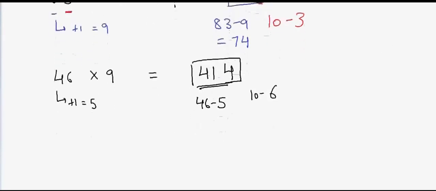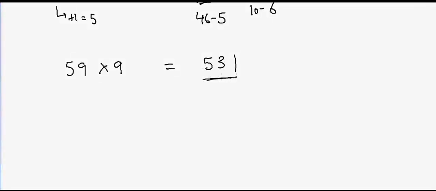Now let's try it faster for some other numbers. So suppose I have 59 and I want to multiply by 9. In that case 10 minus 9 is 1. So the last digit is 1, and then 5 plus 1 is 6. 59 minus 6 is 53, so 531. So that will be my answer. So you can see that I can do the calculation very fast.